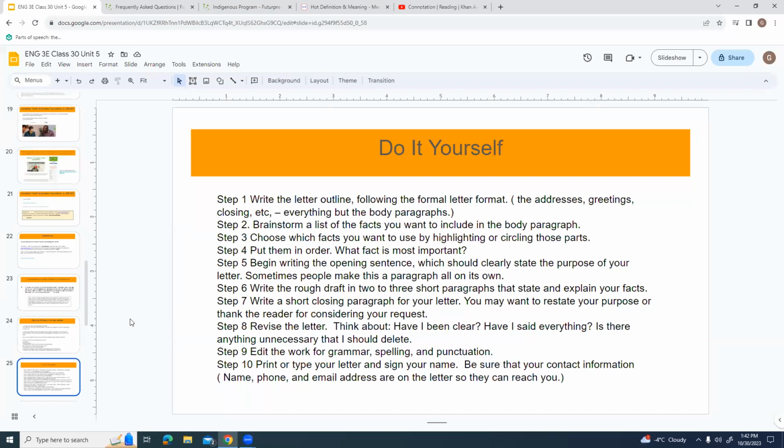Step 8, revise the letter. Go through, have you been clear? Have you said everything important? Is there anything unnecessary that you need to delete? Step 9, edit the work for grammar, spelling, and punctuation. Print or type your letter and sign your name. Be sure that your contact information, name, phone, and email address are on the letter so they can reach you, right? If it's a business letter, make sure it's your business phone, obviously, and your business email.